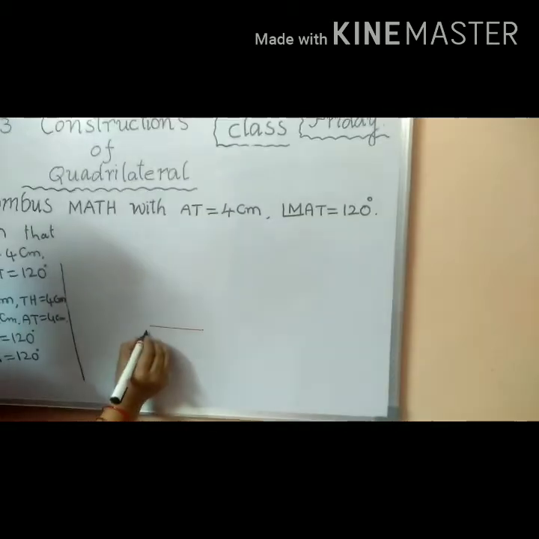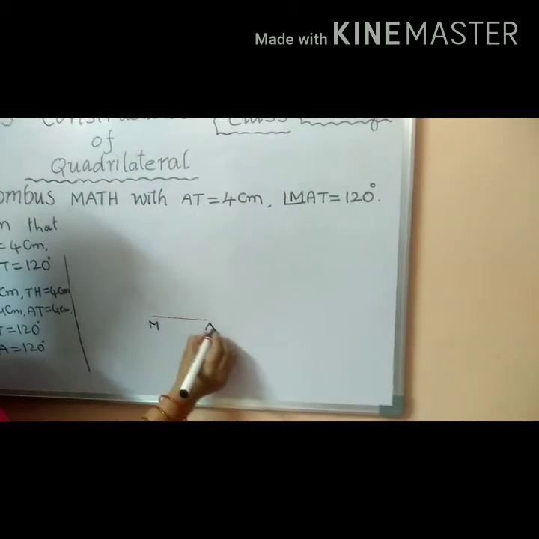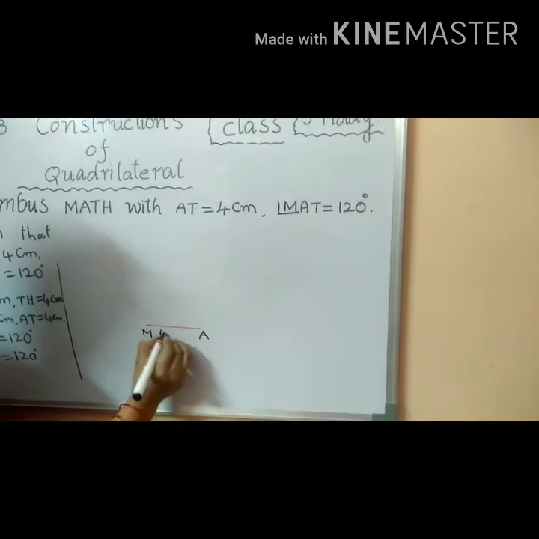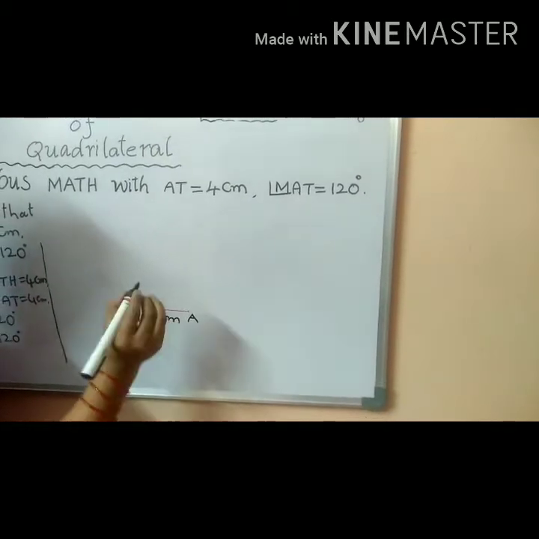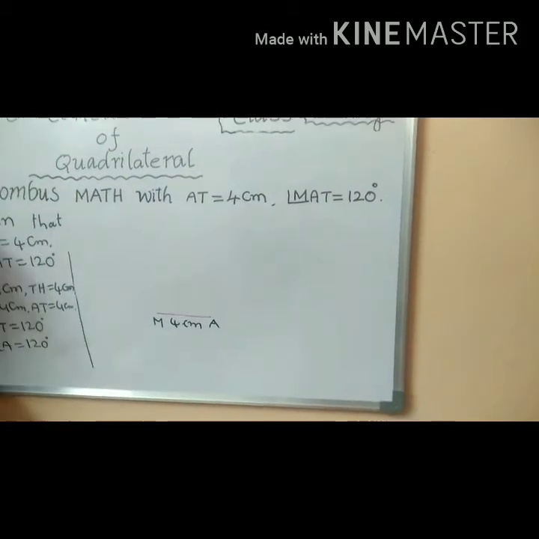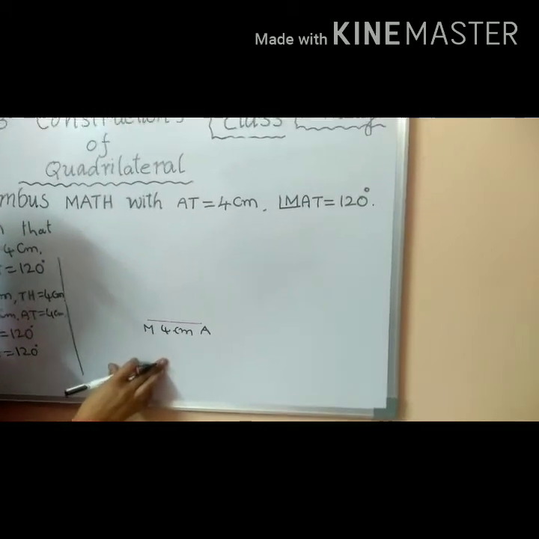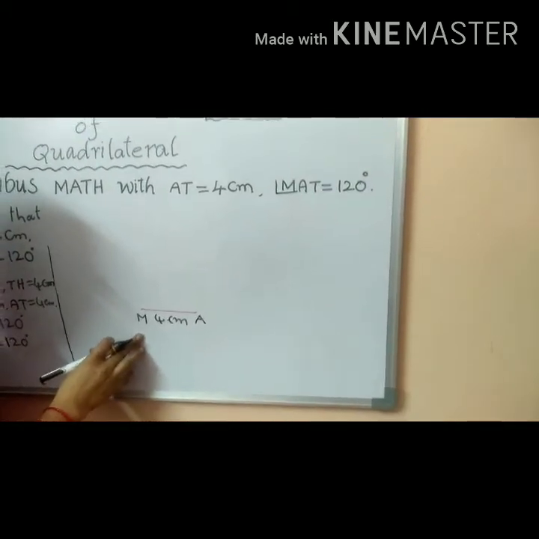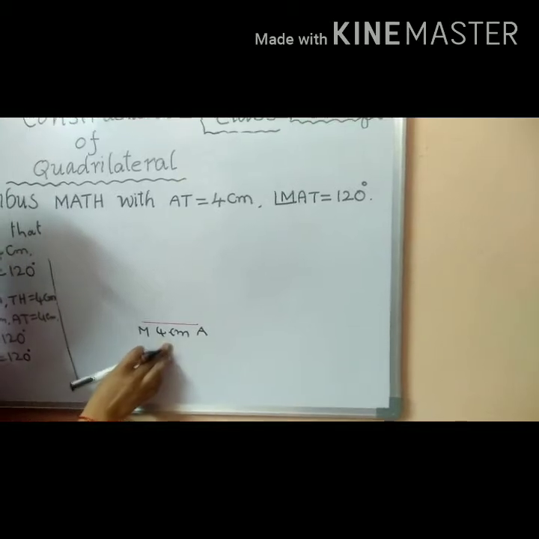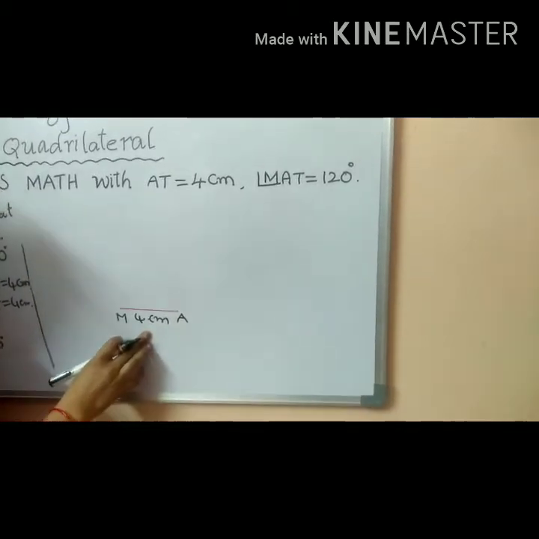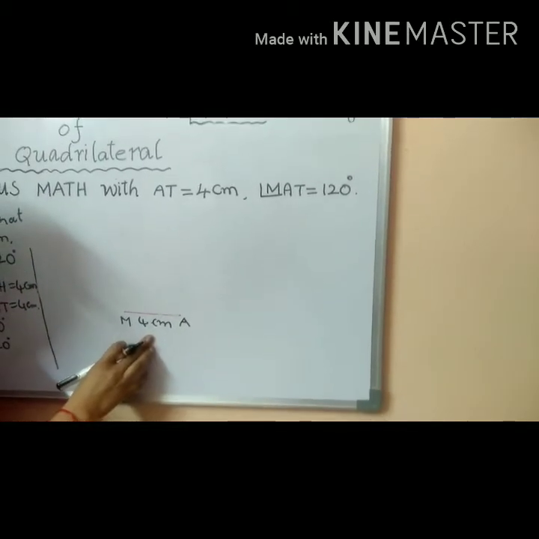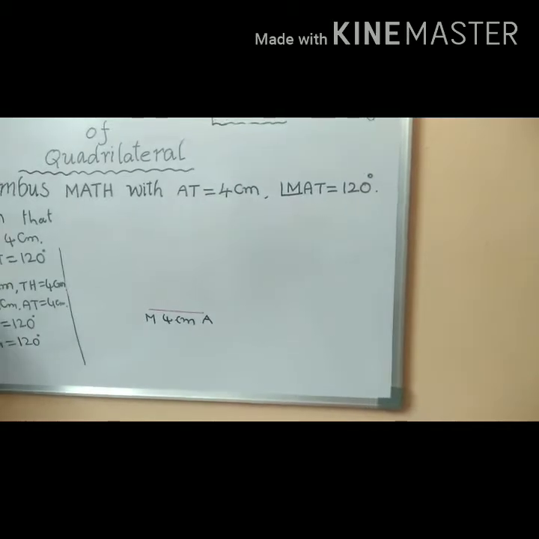Okay children, mark the points M and A, how much? 4 centimeters, radius 4 centimeters. Now write the construction steps. First, draw a line segment MA equal to 4 centimeters. Okay, did you understand? Next.